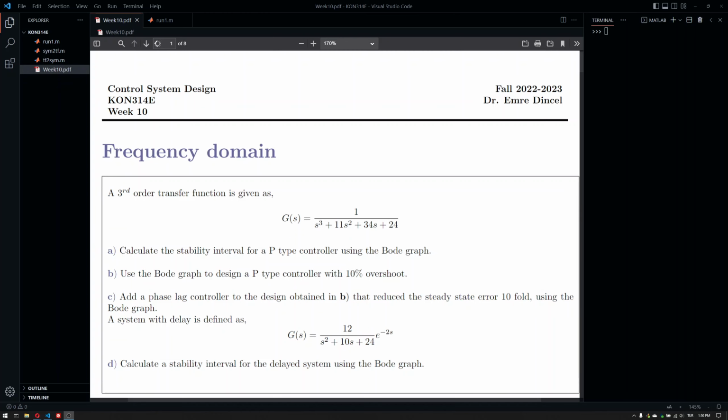Hello everyone, this is week 10. This week we will be talking about the frequency domain methods in control system design.